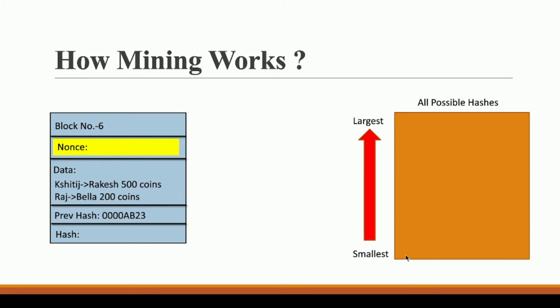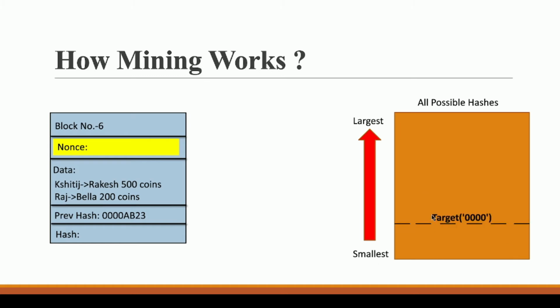We will start from 0000, because we are talking about 64 blanks. SHA-256 produces 64 hexadecimal characters, so there will be 64 zeros here, and then 64 Fs here. Between these you will have all the numbers. So you will have 000...0, then 000...1, then 000...2, I hope you understand. In the same way you will have FFF up till here. So we have all the possible hashes in this square, arranged from smallest to largest.